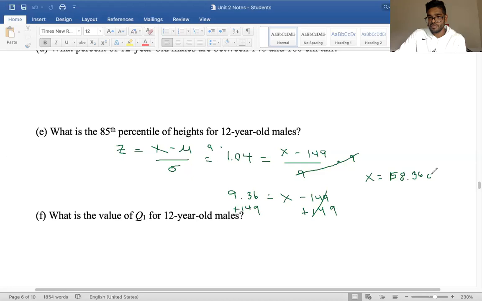158.36 centimeters. So again, how can we turn this into a sentence? Okay. We could say to be in the 85th percentile, a 12-year-old boy will need to have a height of 158.36 centimeters. So again, that interpretation piece is going to be really big in this class.